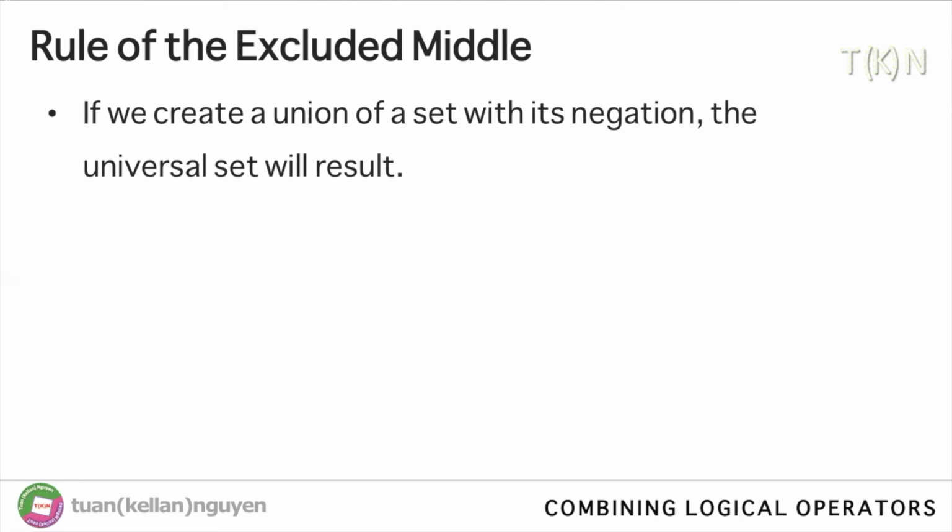Let's move on to the rule of the excluded middle. If we create a union of a set with its negation, the universal set will result. And this is the example: the set A plus the set negated A, we have the universal set. This means all members in the set and all members not in the set are combined together, creating the universal set.